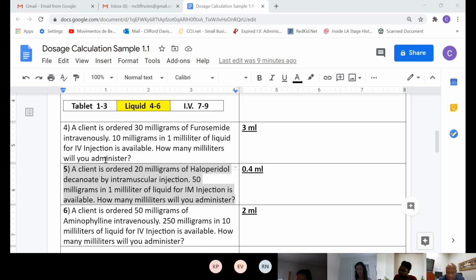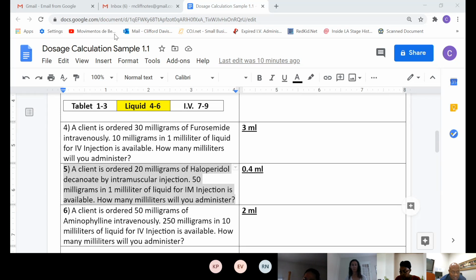Got it. Okay, well, walk me through it. So we're doing our units of analysis. What units are we looking for? Milliliters. Fantastic. Okay, now, what's next?